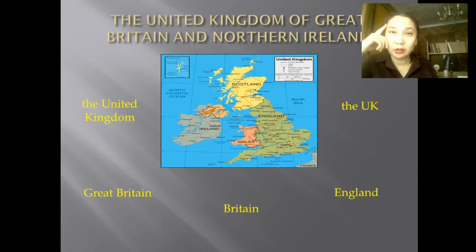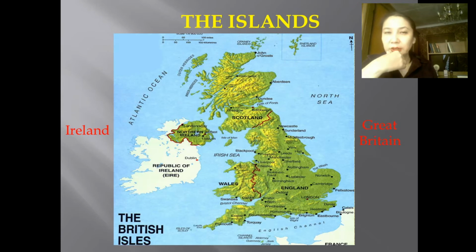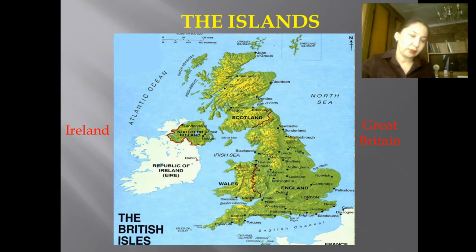So the United Kingdom of Great Britain and Northern Ireland is a country in northwestern Europe. And when people refer to the country, most shorten its name to the United Kingdom, to the UK, Great Britain, Britain, or just England. So let's speak on the first point of our lecture, the islands.